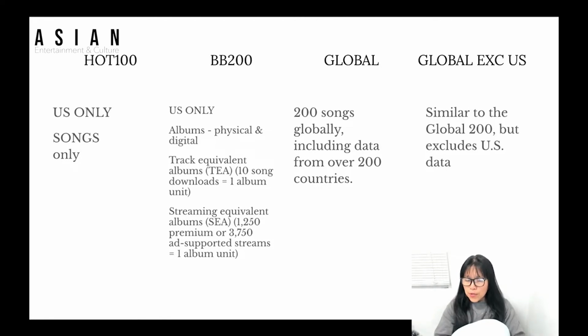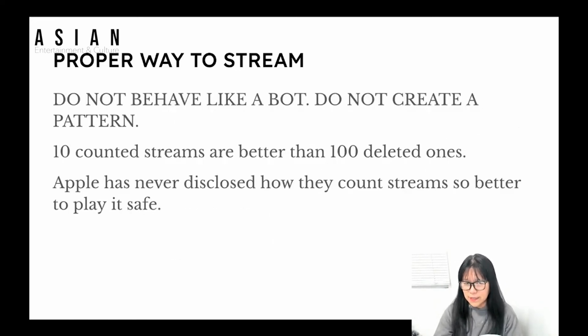And then for Global 200, that is songs only, but it includes other countries. There are over 200 countries that they count for the chart. But Global Excluding US is just like Global, but it does not include the US. So it's also a good indication of which songs are actually popular in Asia or Europe versus what's popular if you include the US. The US skews the numbers a lot because it's the biggest market in the world.